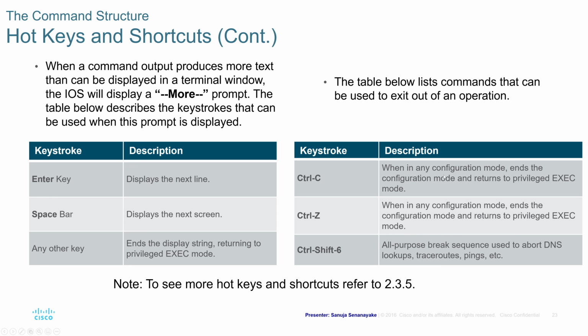So CTRL-C, when in any configuration mode, ends the configuration mode and returns to privileged executive mode. So if you are in a configuration mode, you are configuring a port, for example, and you want to exit it, you can do Control C and it'll exit out of it. Control C is whenever you are in any configuration mode, it ends the configuration mode and returns to privileged executive mode as well. And Control Shift 6 is an all-purpose break sequence that is used to abort things like a DNS lookup, traceroute, and ping.